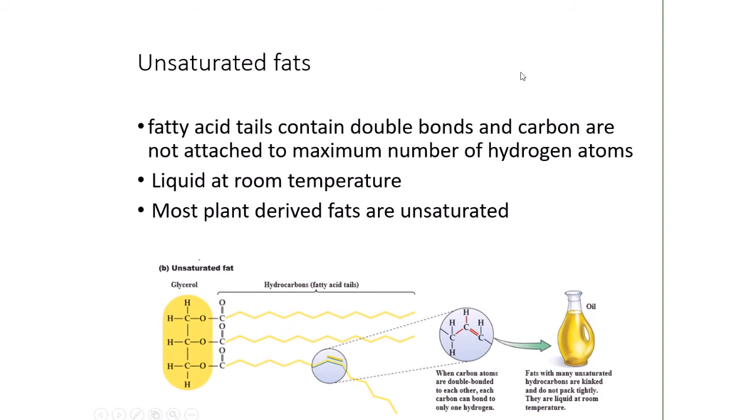On the other hand, we have unsaturated fat. So unsaturated fat is kind of the opposite. At least one of the fatty acids in the fat molecule is going to have carbons that are not attached to the maximum number of hydrogen atoms. There are going to be some double bonds in it.